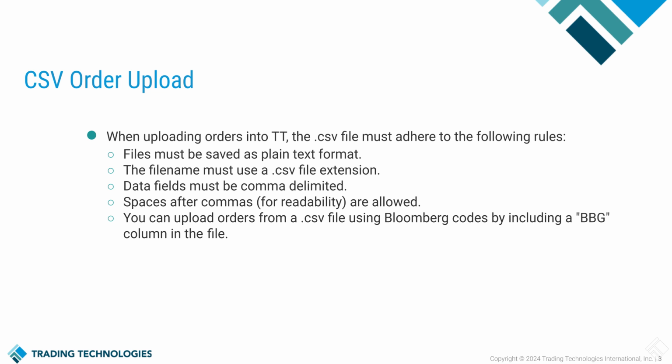Files must be saved as a plain text format. The file name must use a .csv file extension. Data fields must be comma delimited. Spaces after commas for readability are allowed. You can upload orders from a .csv file using Bloomberg codes by including a BBG column in the file. You do need to have your company enabled for BBG codes before you can upload. If you're not, then you need to do that in TT user setup.